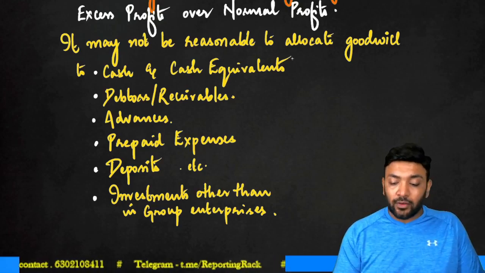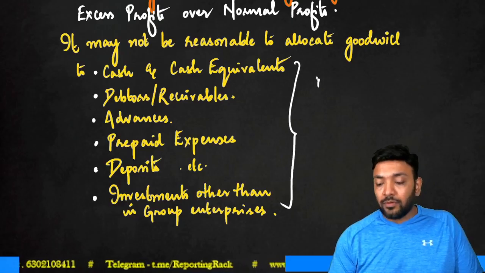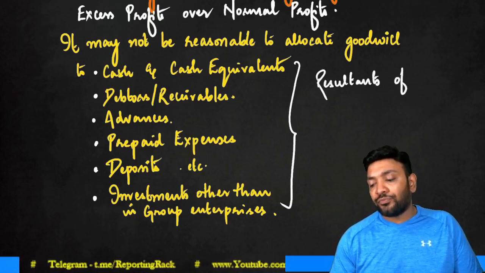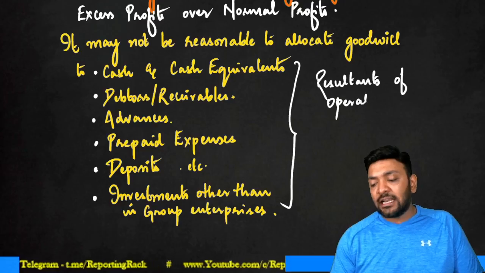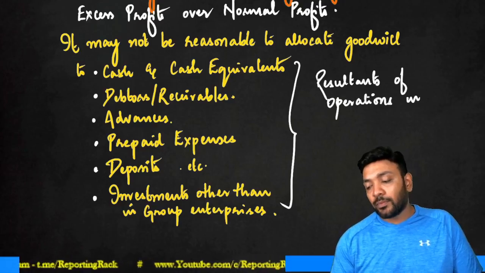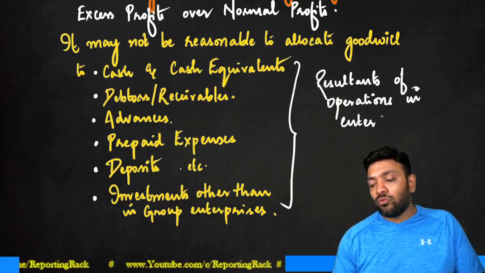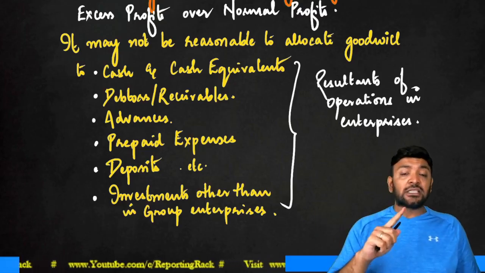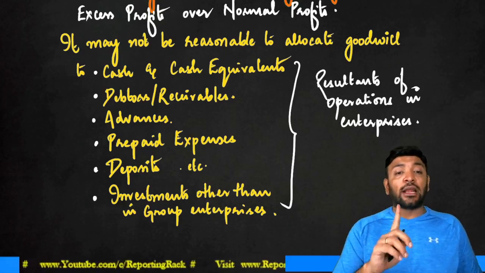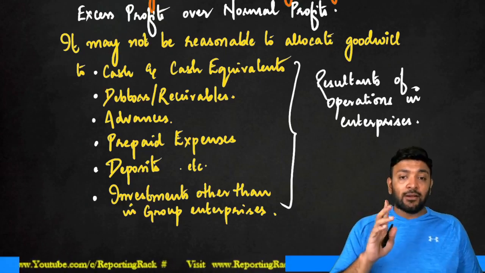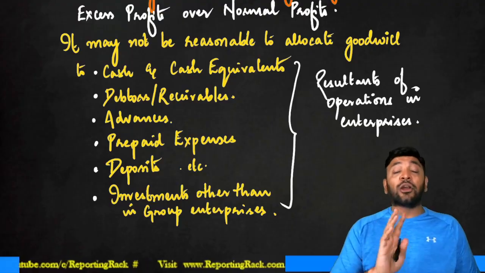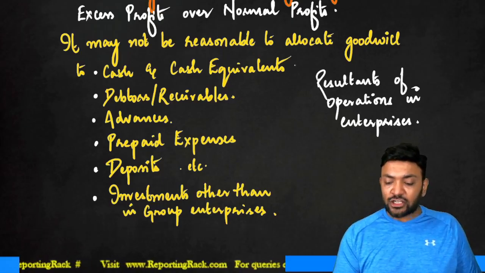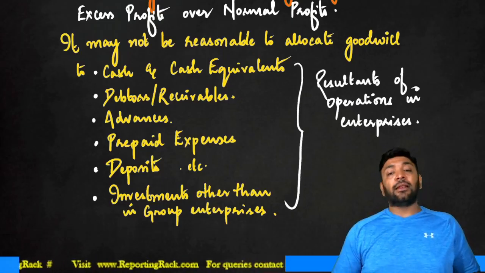They are resultants of operations in the enterprise. So, the other assets which are used in the process of operations are the assets to which goodwill should be allocated on a non-arbitrary basis. That word I'm continuously repeating again and again because the discretion of management is not possible in allocation of goodwill. Clear?